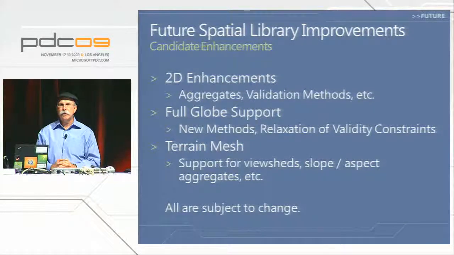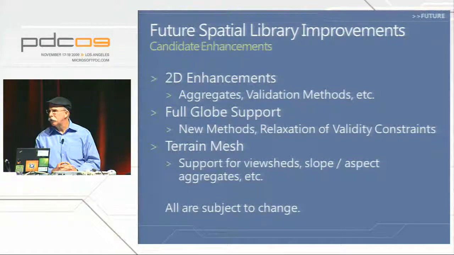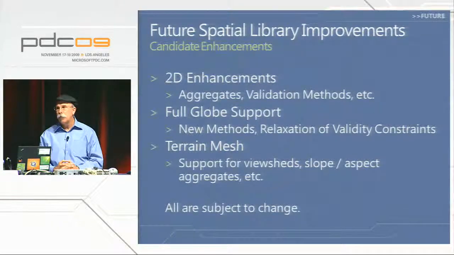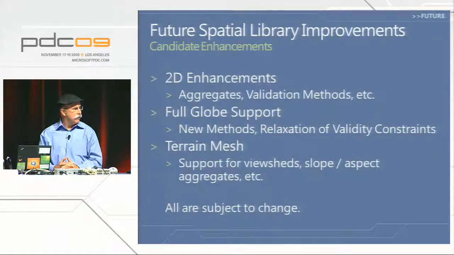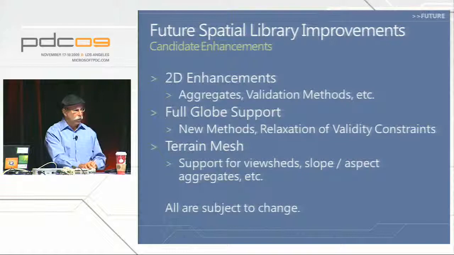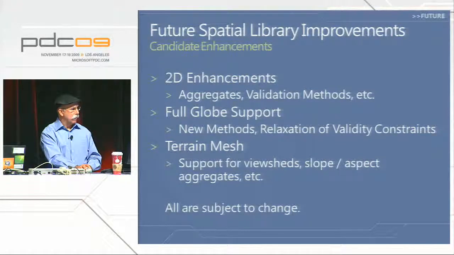And this would give us some triangular mesh type that would give us terrain support. So we'll be able to do things potentially like viewshed analysis, slope and aspect, and a few of those other interesting spatial aggregates. Okay, so things are subject to change here. No commitment that we're going to do this, but we most likely will. So those are some things coming.